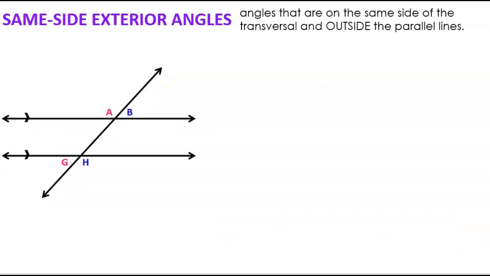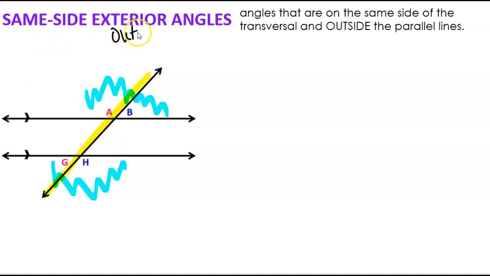Okay, let's look at this last one. Stick with me. We're almost done. So here's our transversal. Okay, this time we have same side exterior. Exterior means outside, right? So we want same side exterior. So that would be like angle A and angle G. They're on the same side of our transversal, but outside of the lines being cut. And then you would have angle B and angle H.